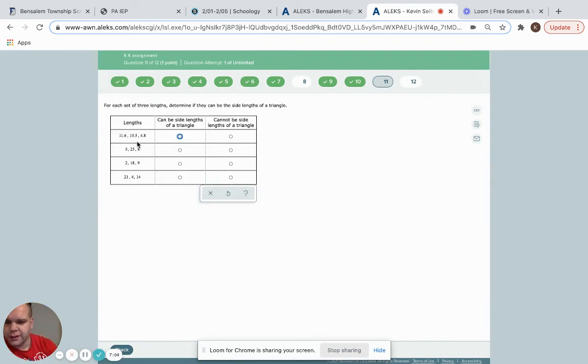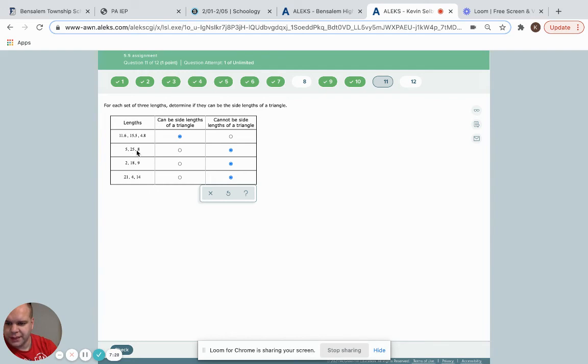All right, so it's the same thing for this. All right, cannot be a triangle, can be a triangle, cannot, and cannot. Okay, so 4 plus 14 is going to be 18. That's less than 21. Remember, the third side cannot be larger than the other two sides added together. Okay, 2 plus 9 is 11. That's less than 18. Remember, the third side cannot be larger than the other two sides added together.